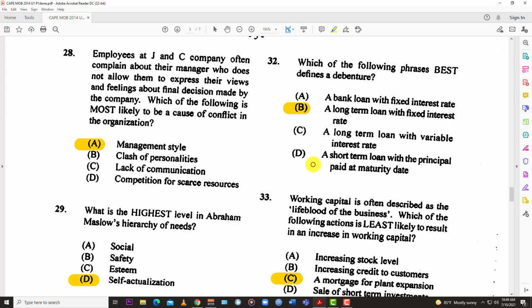Employees at J&C company often complain about their manager who does not allow them to express their views and feelings about final decisions made by the company. So he's shutting them down. Which of the following is most likely the cause of conflict in the organization? And so the best answer here is of course A, management style. Because it seems as though this person is an authoritarian, autocratic management style. They're not democratic to give persons a hearing, or transformative or laissez-faire. They are cracking down, they're not listening to the subordinates, and so it's about the management style. Good. Let's go, number 29.